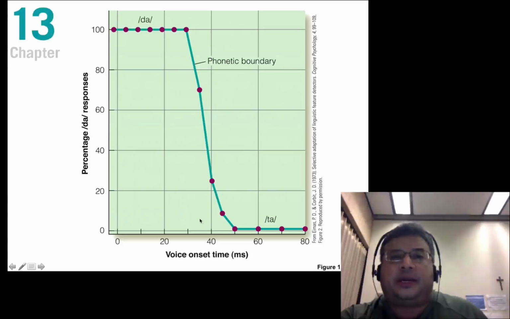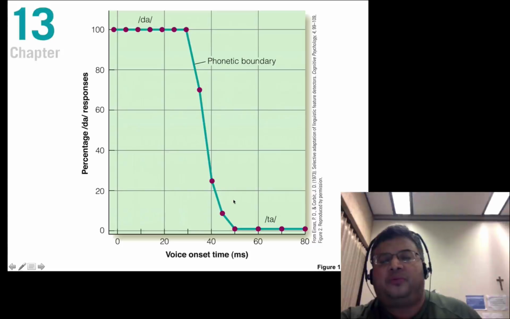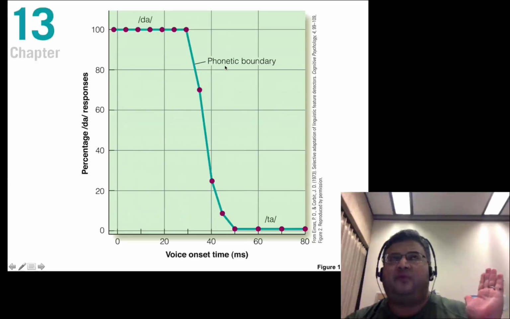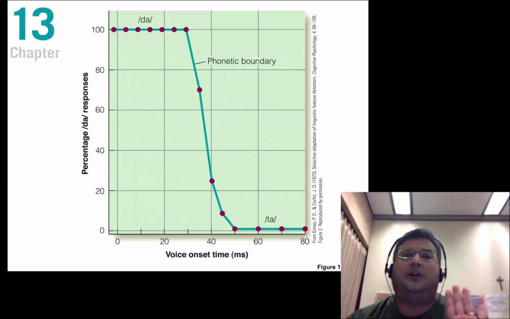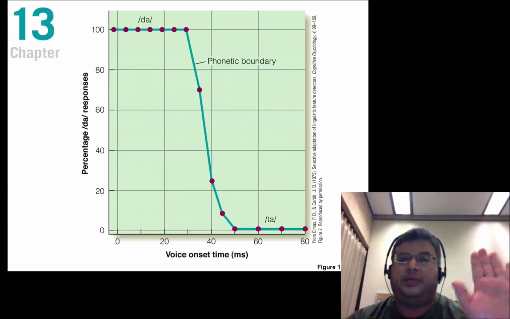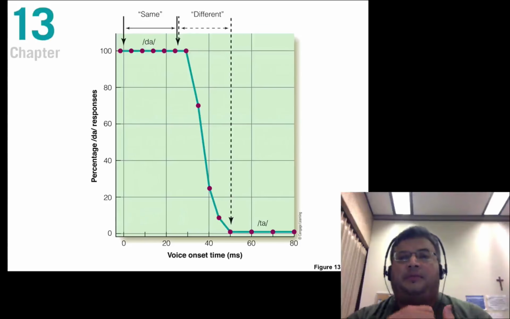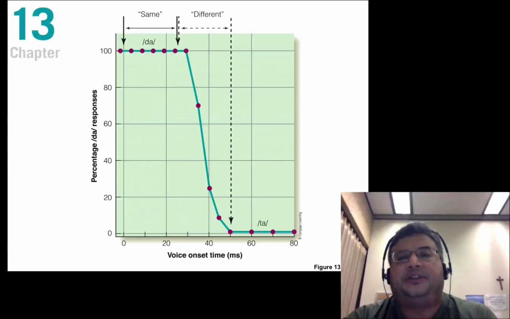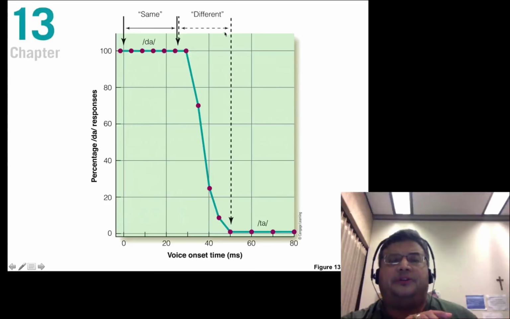But then, once we passed 35 or close to 40 milliseconds, there was a very rapid switch from everybody hearing da to nobody hearing da and everybody hearing ta. We call this range right here, this break point, the phonetic boundary, the point at which the voice onset time is long enough to convert that da into a ta. They're going to say, okay, it's the same, and then it starts to sound different, right? And usually it's right around here somewhere. People vary a little bit, but for the most part, it's going to be right around here.